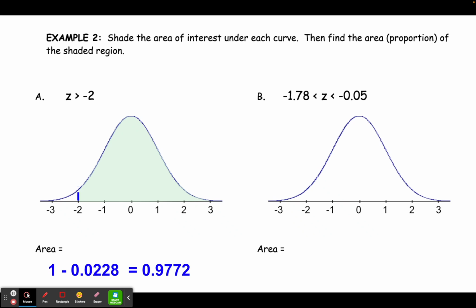Last but not least, we're looking for the area between -1.78 and -0.05. Notice that those are both negative. I'm going to look up the -0.05 first because that one is bigger, and then subtract the area to the left of -1.78 from that. When I did that, I got 0.4801 minus 0.0375 for a total area of 0.4426.